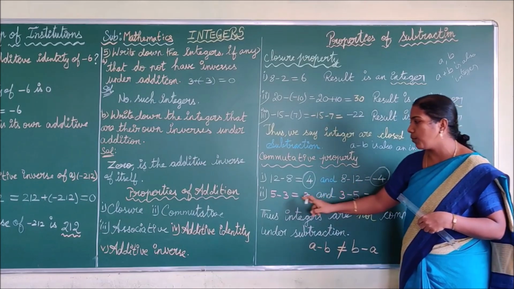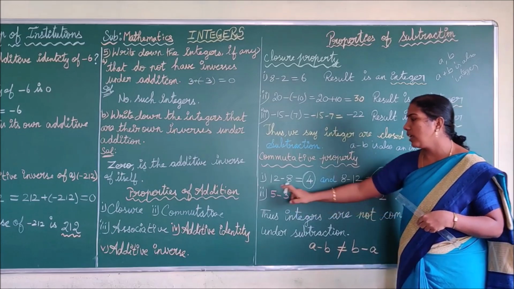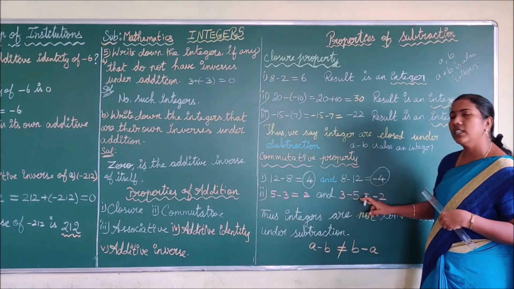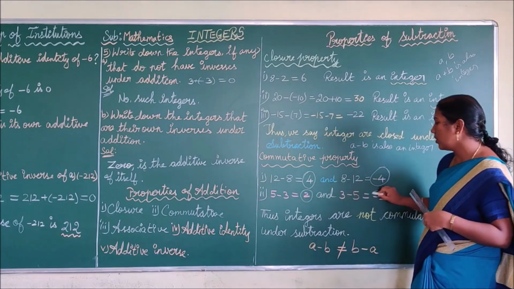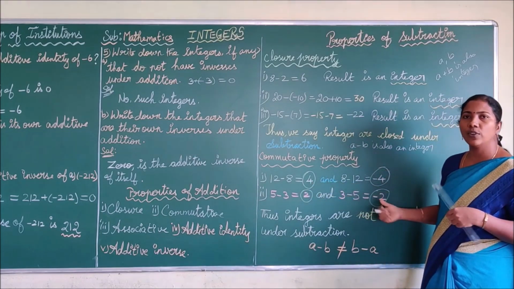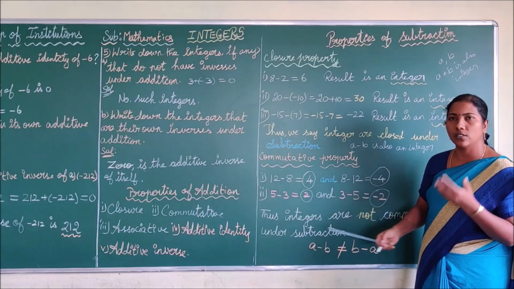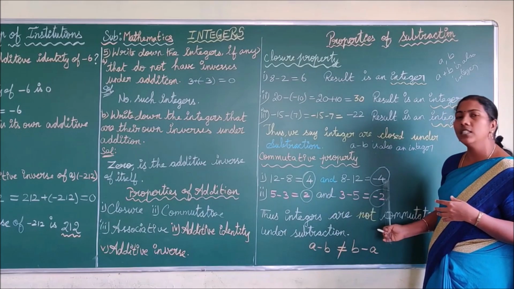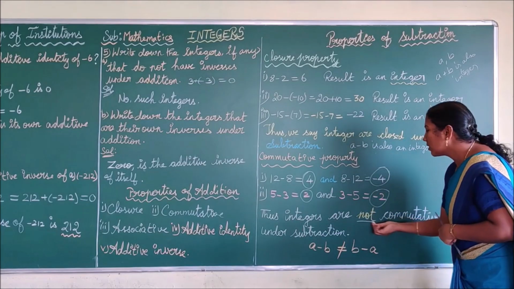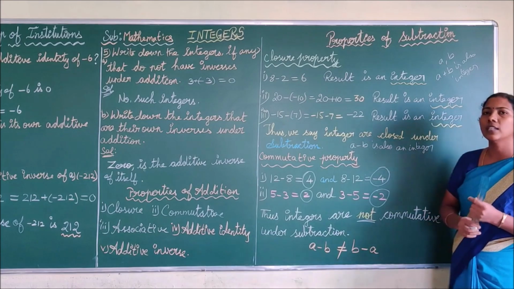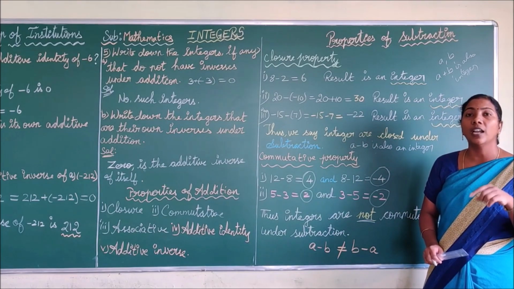See the next example. 5 minus 3 is equal to 2. Now we are changing the places. 3 minus 5, what do you get? Minus 2. Thus, 2 and minus 2 are the same, children? No, they are different. Thus, if the order of the subtraction of integers is changed, the answer we get is different. Thus, we can say integers are not commutative under subtraction, but integers are commutative under addition.